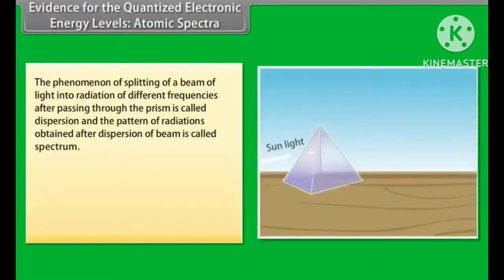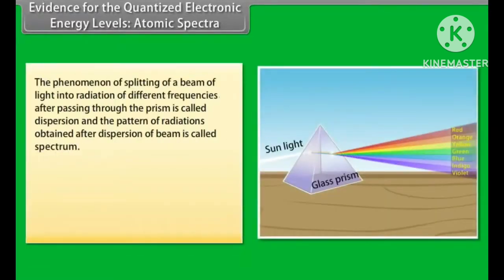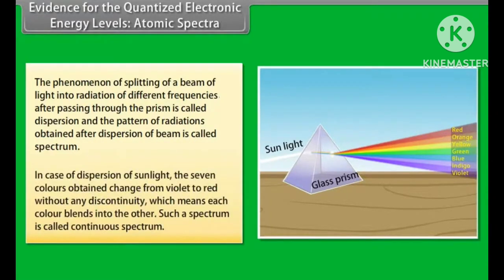Evidence for the quantized electronic energy levels. Atomic spectra. The phenomenon of splitting of a beam of light into radiation of different frequencies after passing through the prism is called dispersion, and the pattern of radiations obtained after dispersion of the beam is called spectrum. In case of dispersion of sunlight, the 7 colors obtained change from violet to red without any discontinuity, which means each color bends into the other. Such a spectrum is called a continuous spectrum.